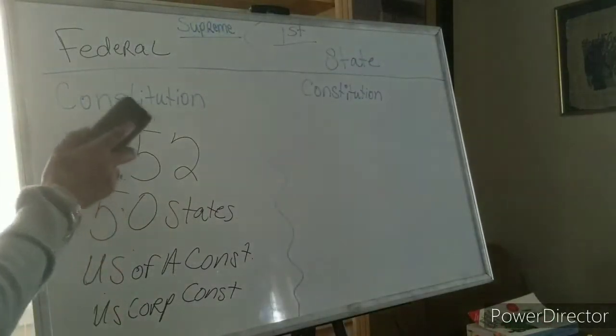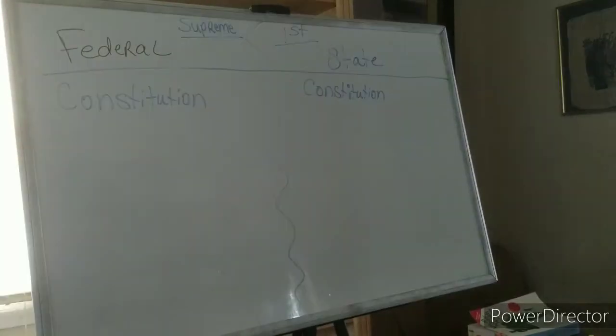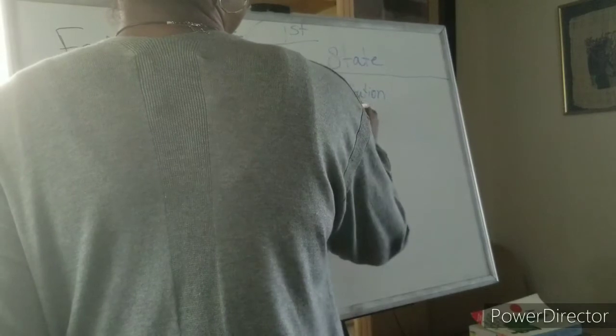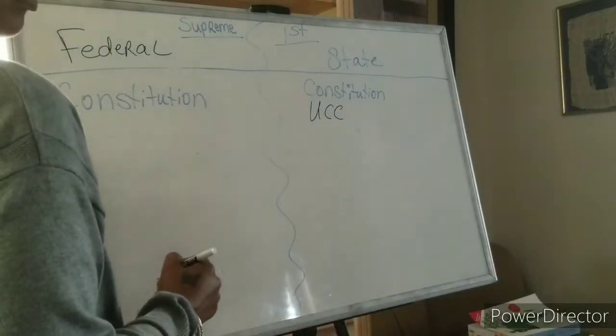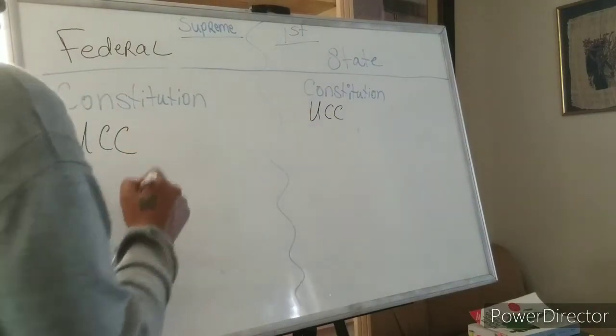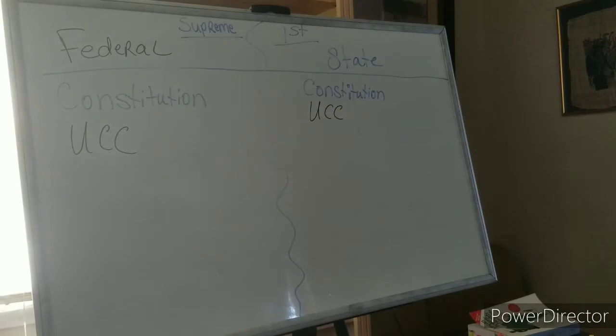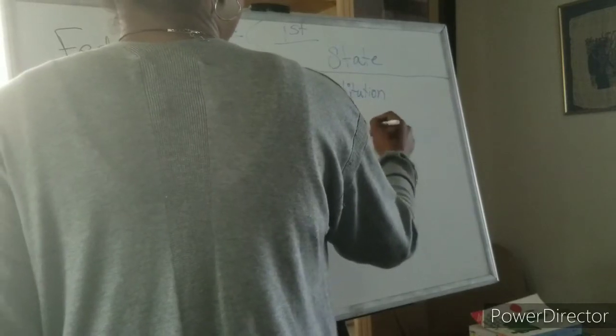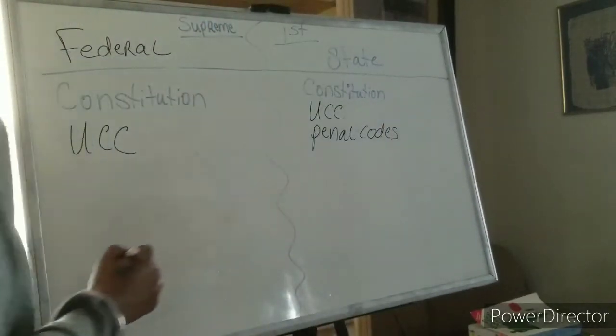So now that we've established the 52 constitutions, what other rules are there? Let's start with state. The state has a UCC. Each state has one. And then there's a federal UCC. So if you can see the pattern, everything the states have, the federal has, more or less. Now, the states also have penal codes. Federal does not.